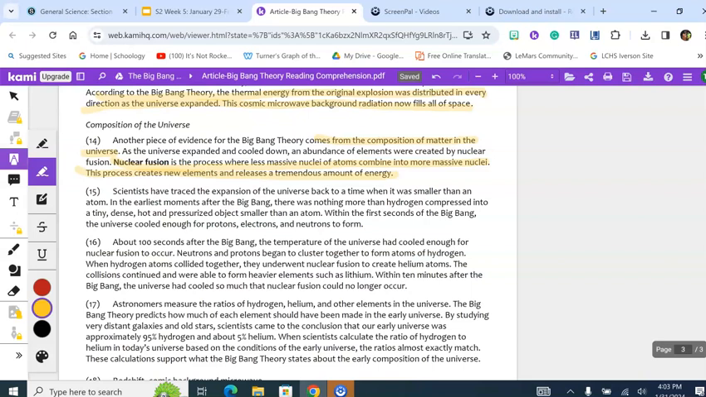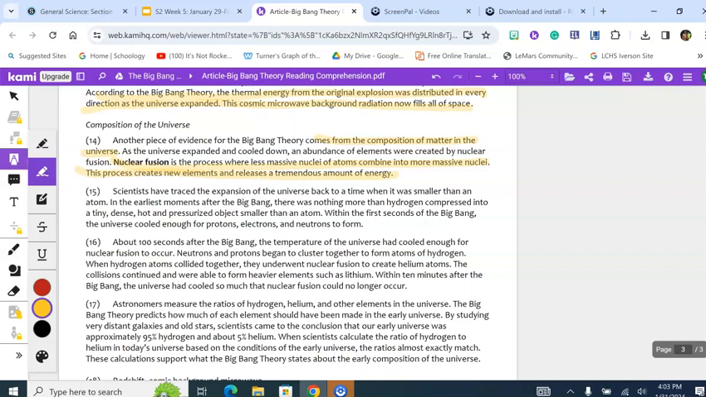Scientists have traced the expansion of the universe back to a time when it was smaller than an atom. In the earliest moments after the Big Bang, there was nothing more than hydrogen compressed into a tiny, dense, hot, and pressurized object smaller than an atom. Within the first second of the Big Bang, the universe cooled enough for protons, electrons, and neutrons to form.